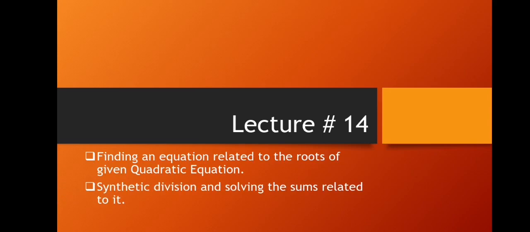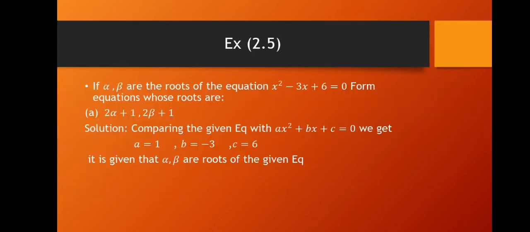So let's start with the first one. Exercise 2.5. If alpha, beta are the roots of the equation x square minus 3x plus 6 is equal to 0, we will have to form an equation whose roots are 2 alpha plus 1 and 2 beta plus 1. Here we have been given the equation, and with the help of the sum and product of roots of this equation, we will have to find out the equation containing these roots.